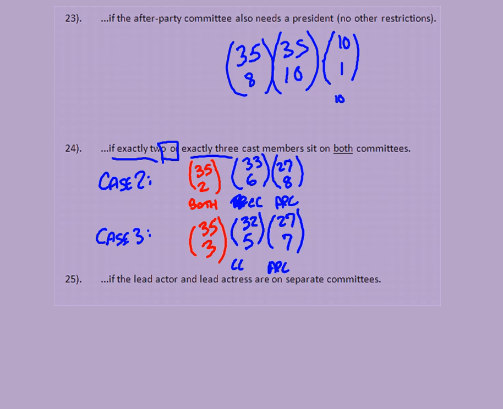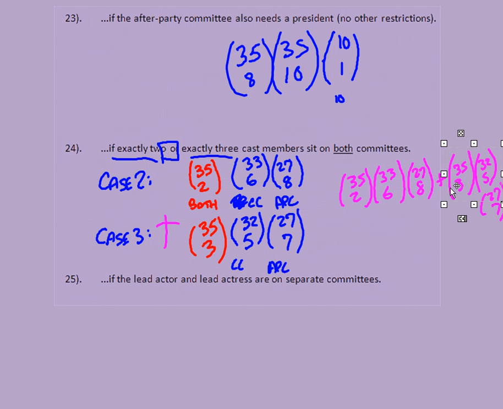Now, your final answer: when we do cases, we need to take these two numbers that we found and add them together. So I'm just going to rewrite it over here. 35 choose 2 times 33 choose 6 times 27 choose 8. We need to add that with 35 choose 3, 32 choose 5, and, I'm running out of room, 27 choose 7. Try to scrunch that down a little bit here. Okay, so 35 choose 3, 32 choose 5, and 27 choose 7. This whole thing added up is your answer.